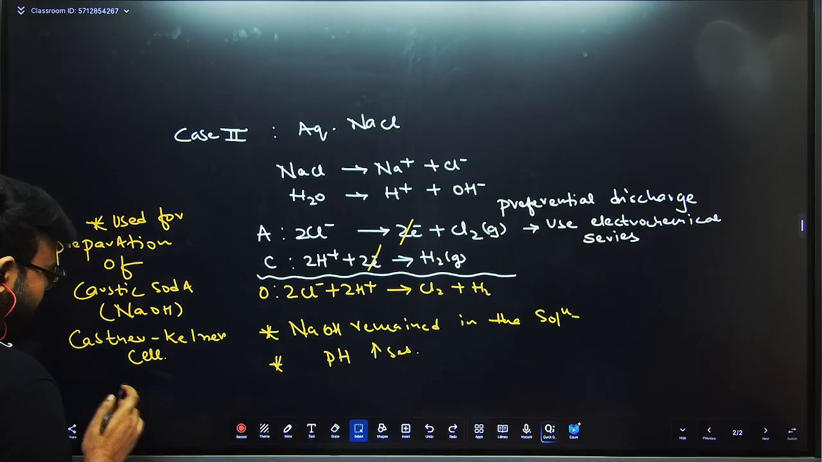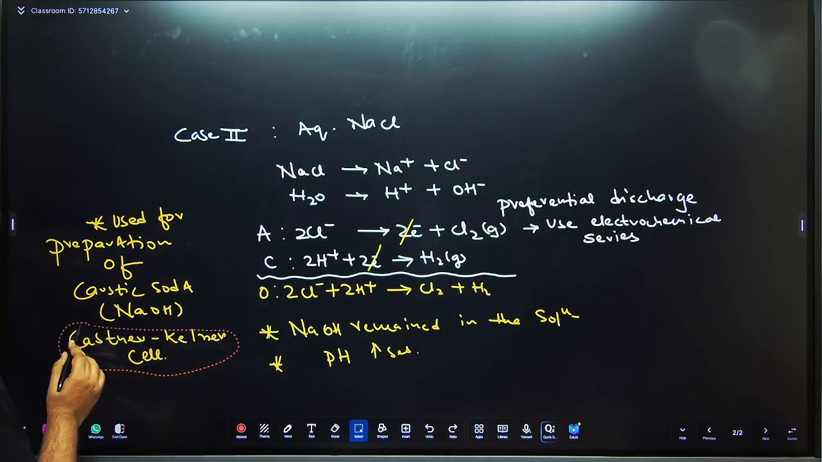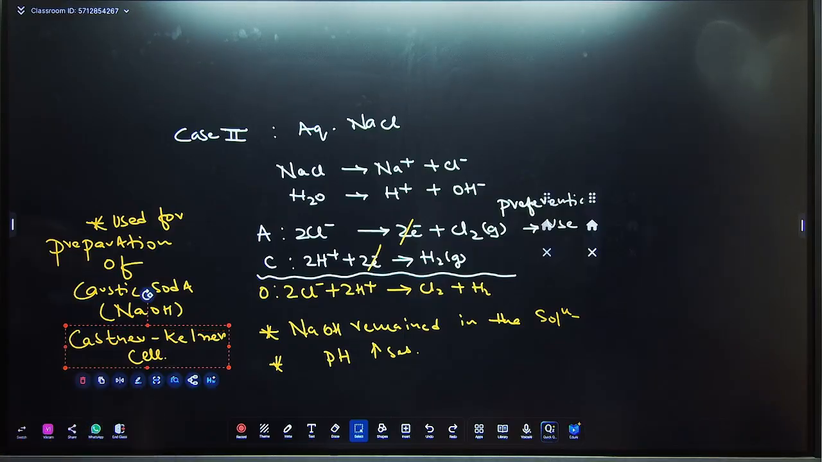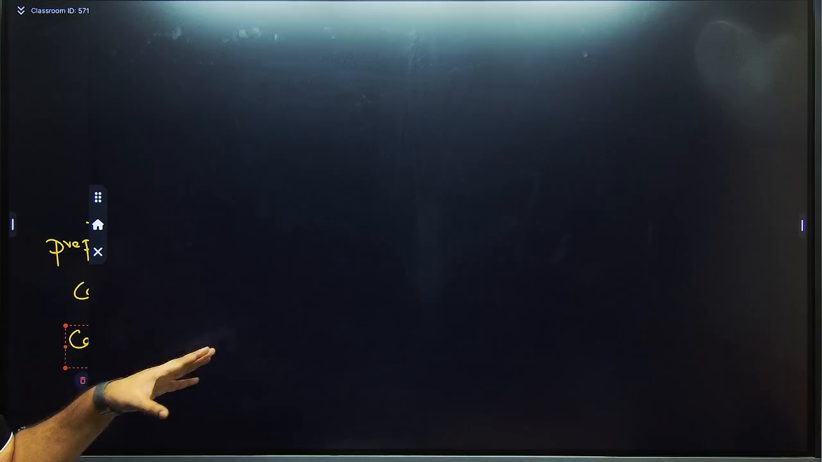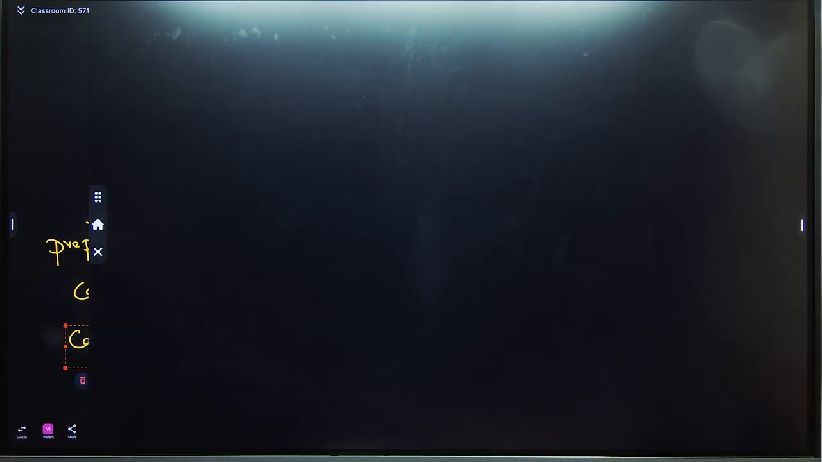I'll try to show you the picture also, how the Castner-Kellner cell looks like. This electrolysis takes place only in this cell. The Castner-Kellner cell. I hope it will be able to read my handwriting correctly. Let's see.